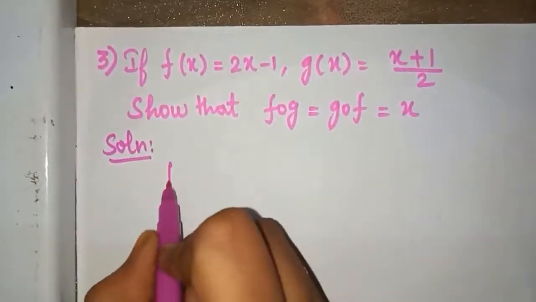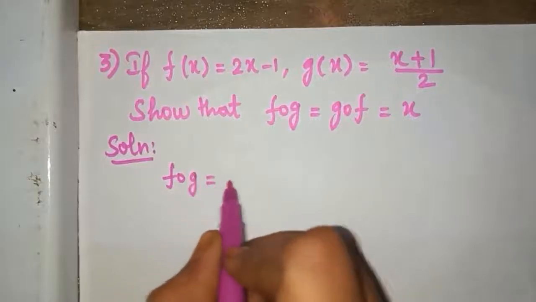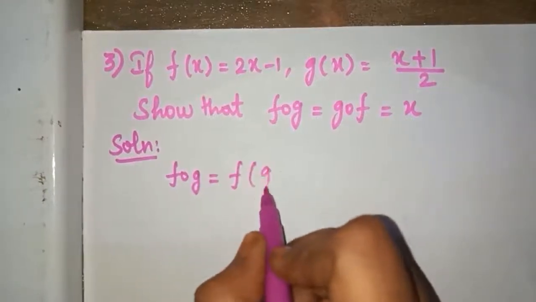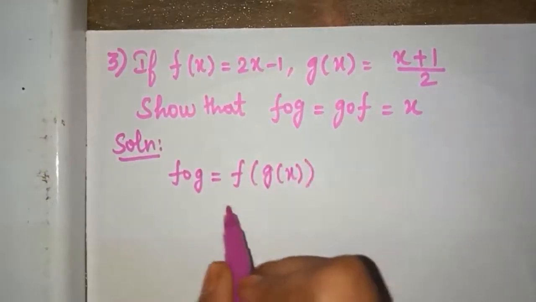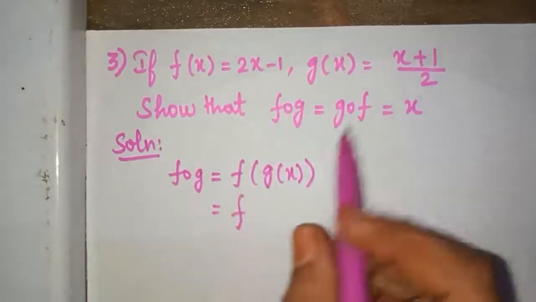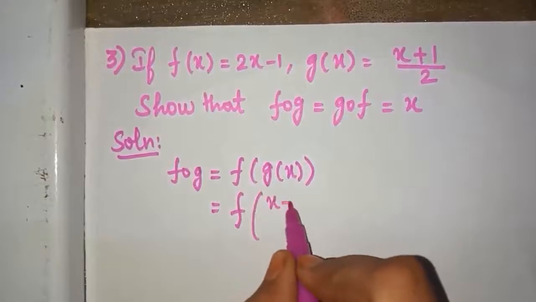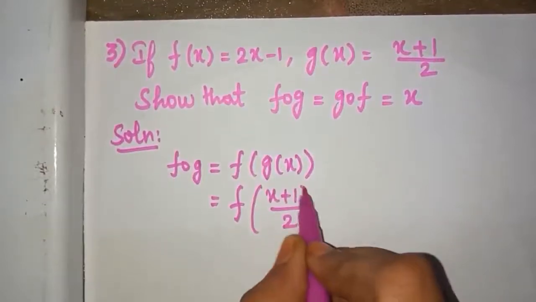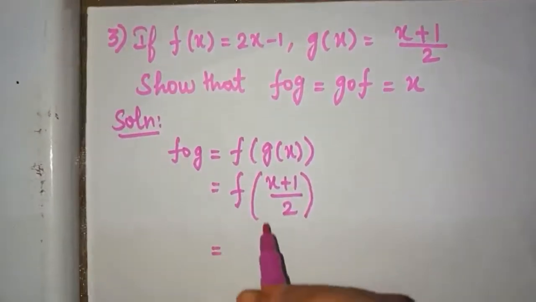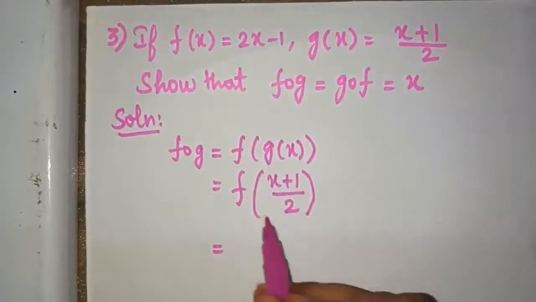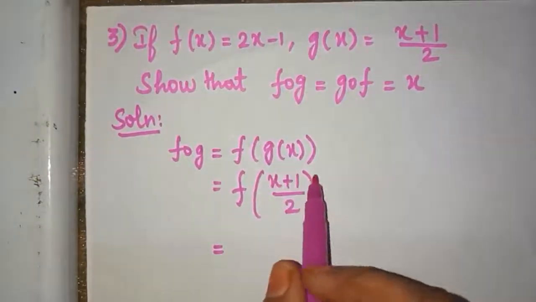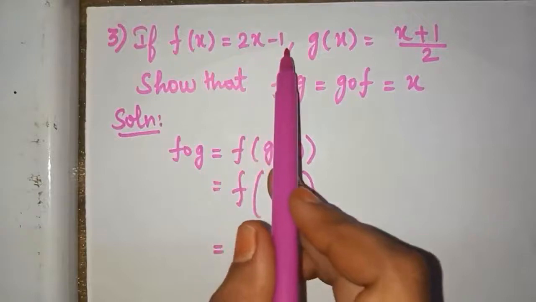First, you have to find f composite g, which is nothing but f of g of x. The value of g of x is (x + 1)/2. So f of (x + 1)/2, now this whole will be your x in f of x. So f of x value is 2x minus 1.